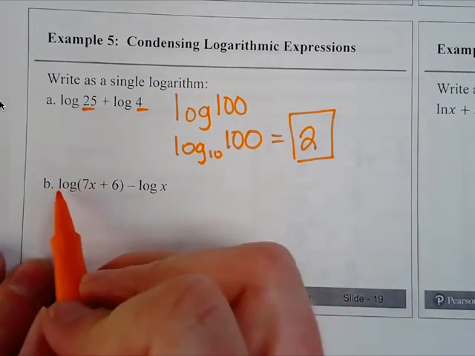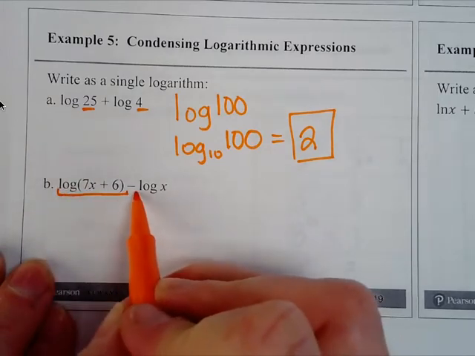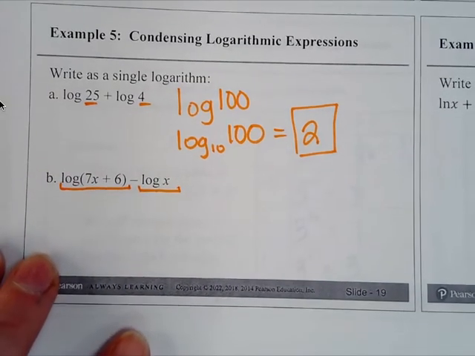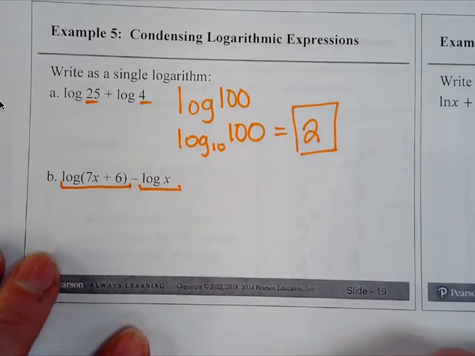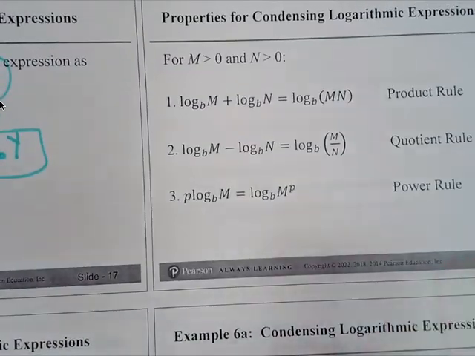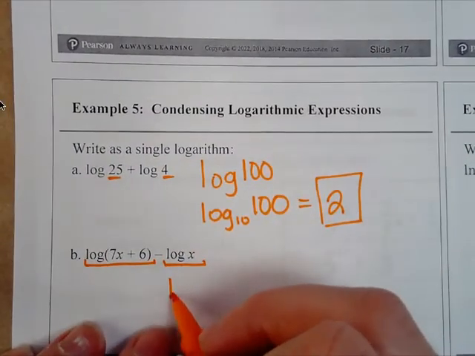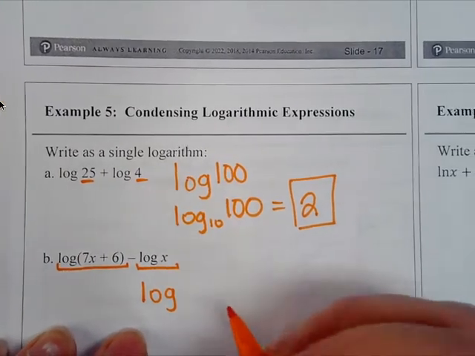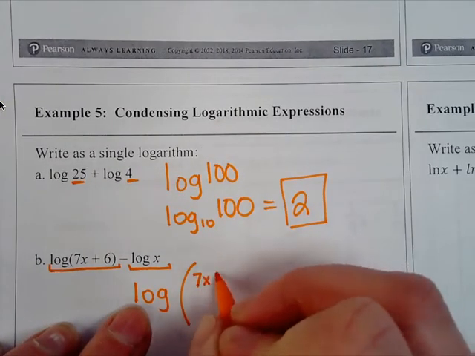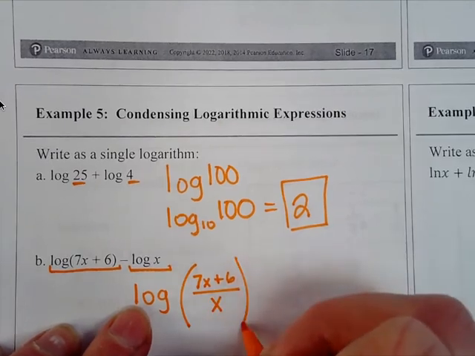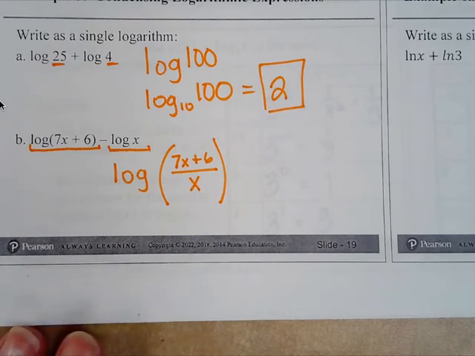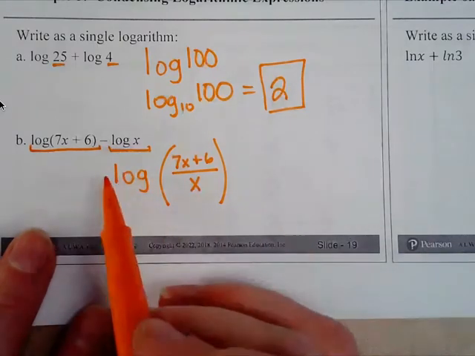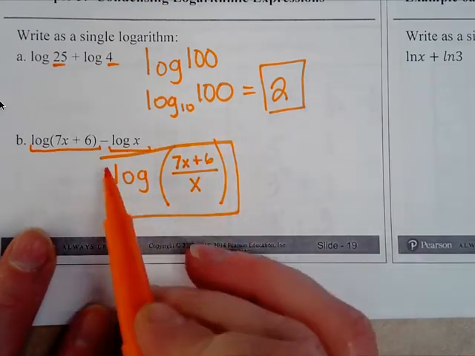Okay. Log base 10 minus log base 10 of something else. What operation do I do whenever this is subtraction? Division. So we're going to write this as log base 10 of x plus 6 over x. Nothing we can do there. We're going to leave it.